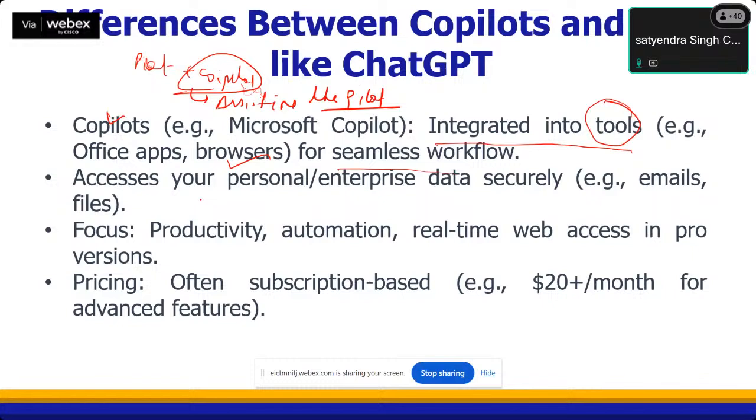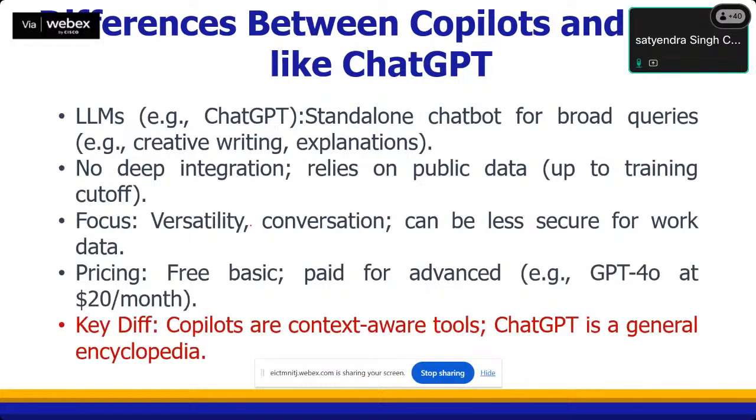It can securely access your personal enterprise data, like emails and files. This makes Copilots better for work specific tasks, like drafting an email based on your company data or automating a report. So Copilot is more specific to particular tasks. The main key difference is that Copilots are context aware tools, whereas ChatGPT or other LLMs are a general encyclopedia.